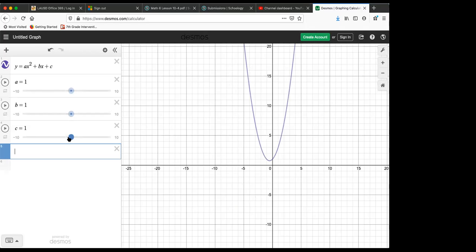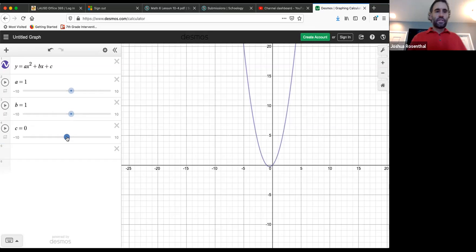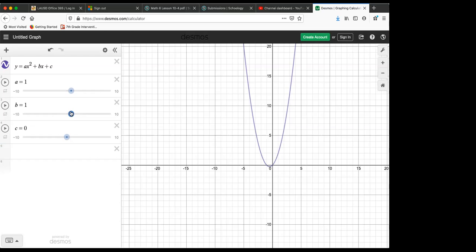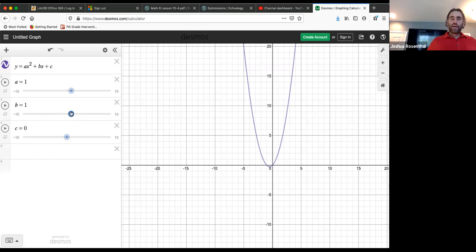Oh, so then with the sliders, you want C to be zero? Minus 5, plus or minus. So now C is zero. B is one. Okay. And it looks like what B does is what changing the roots does. So it looks like by changing B, you're changing the roots.